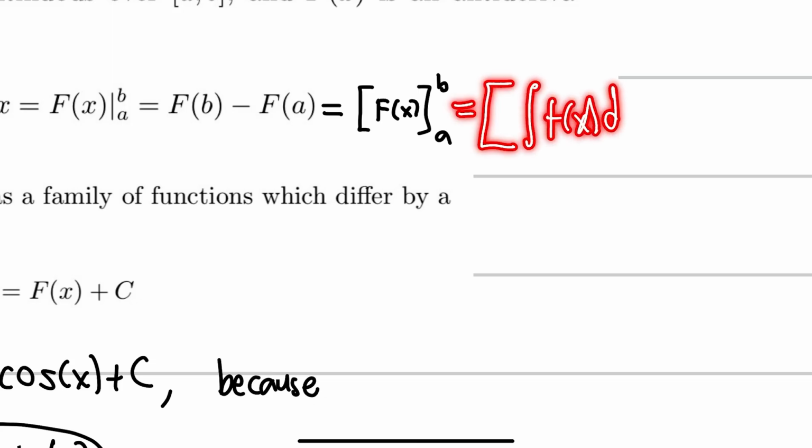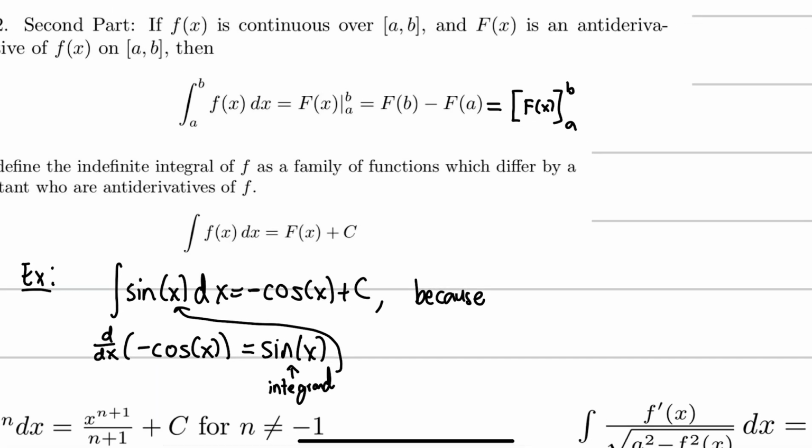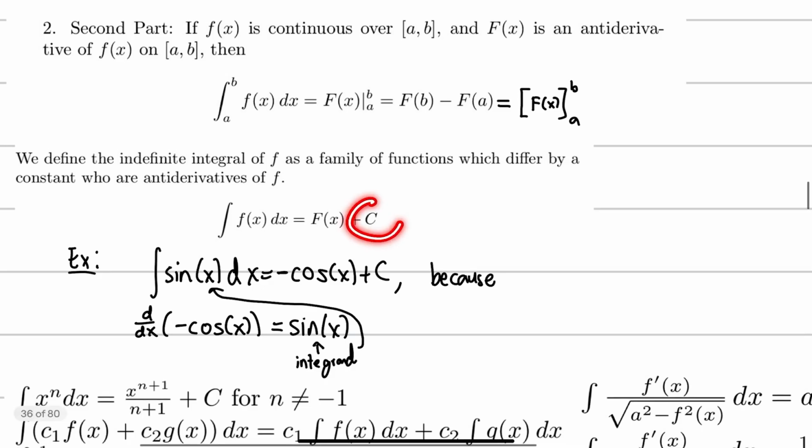We'll get to this notation in just a bit. But this is an evaluation, right? We evaluate at b minus evaluate at a. But instead of just writing it like the definite integral, we'll use the theorem to just take the indefinite integral. And the indefinite integral of f is a family of functions which differ by a constant, right? That's why we add a plus c. Never forget that.